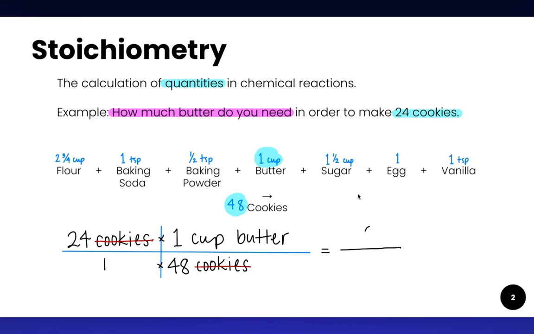So 24 times 1 and 48 times 1. When you divide those, you get 1/2. And then you insert the unit, cup butter.